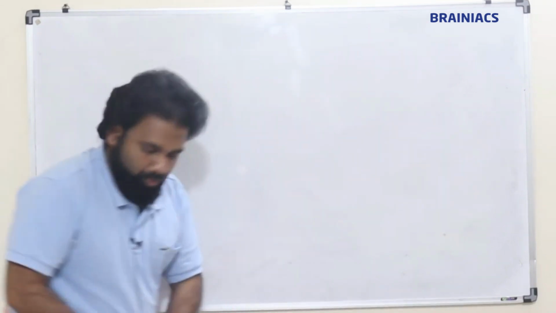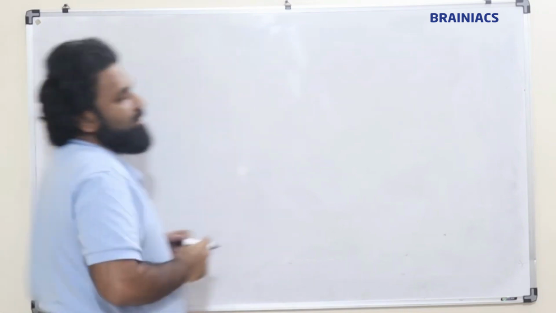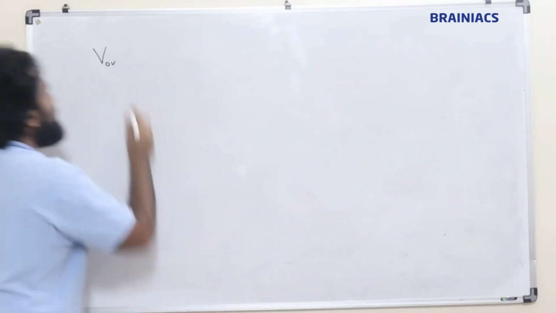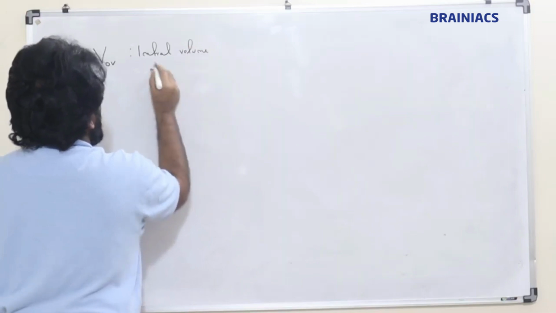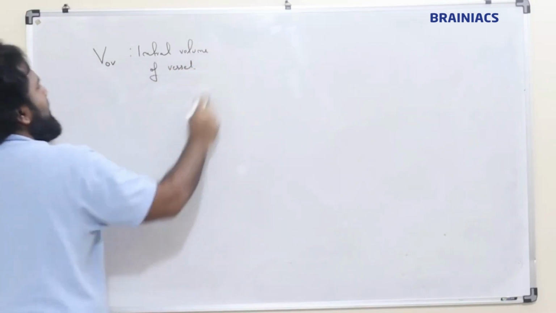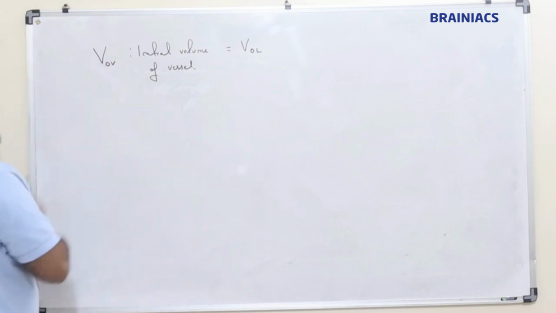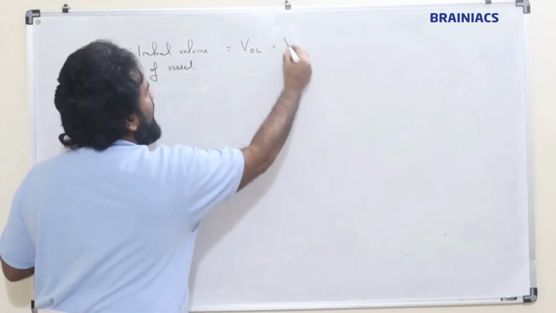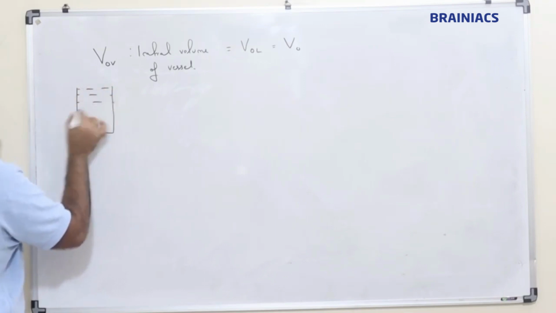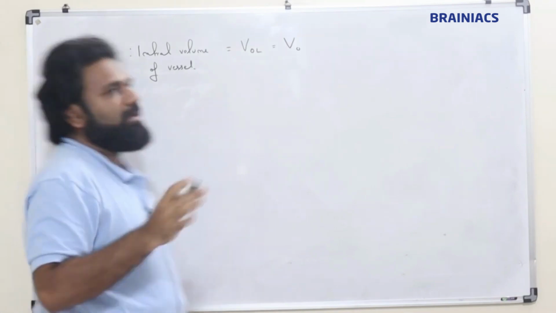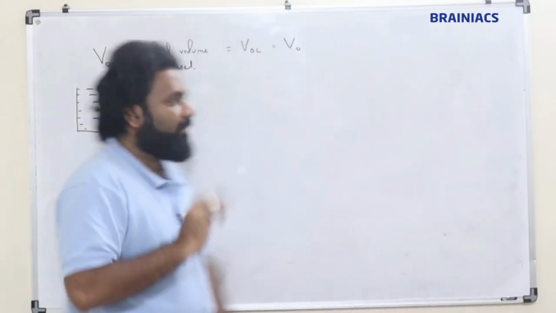Okay, so we could say, suppose V naught, this is the initial volume of the vessel, which is the same as the initial volume of the liquid. So I am going to remove this V L and all, and I am going to put V naught, because we are going to take a vessel and water or liquid of the same volume. Okay, so the initial volume of the vessel and the initial volume of the liquid, both are the same.